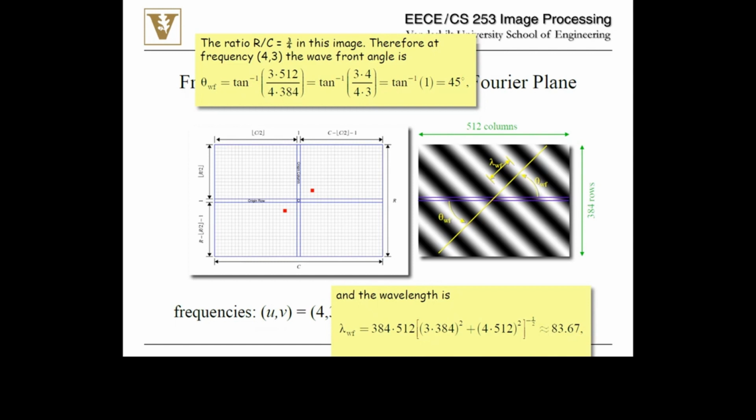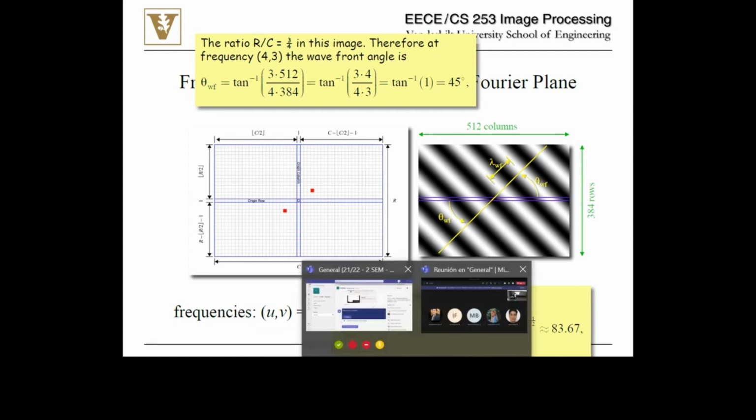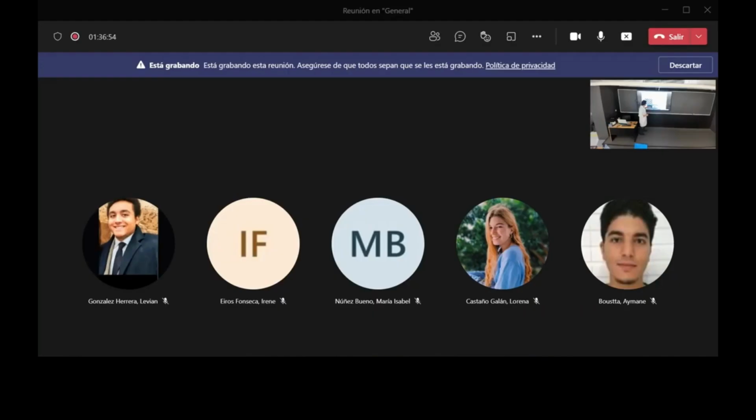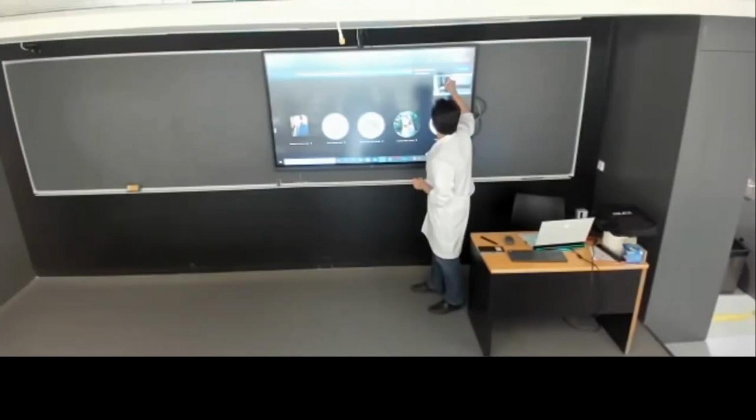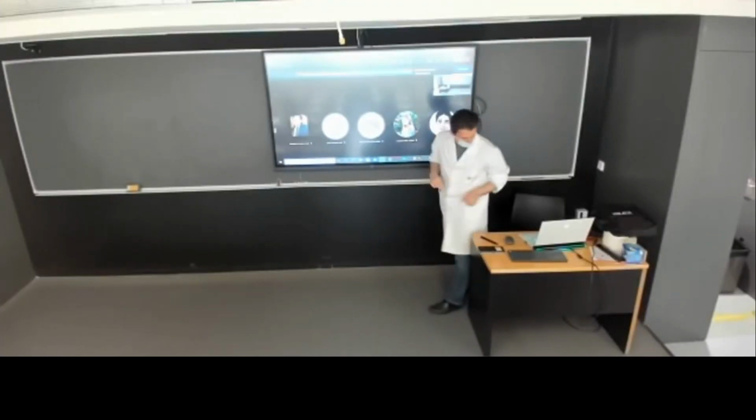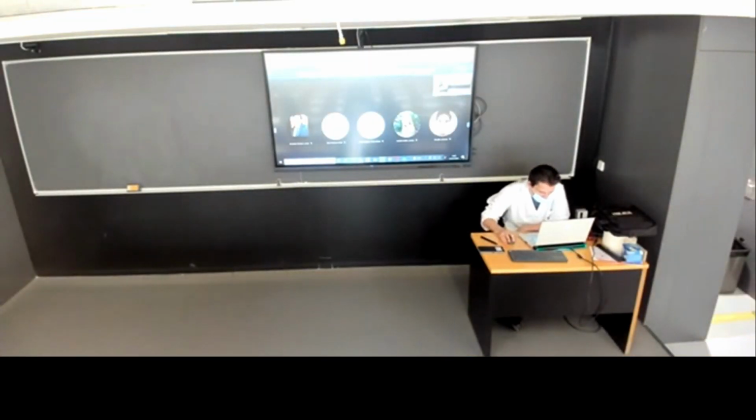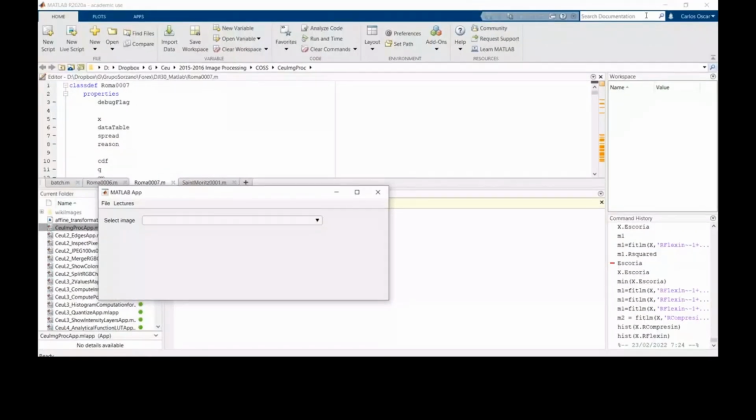Okay, so let us maybe agree with this. So let me stop sharing here. Let me start sharing from the computer. Start sharing here. Can you see?